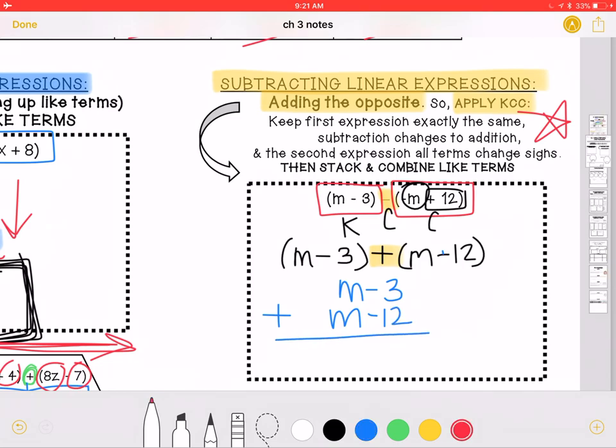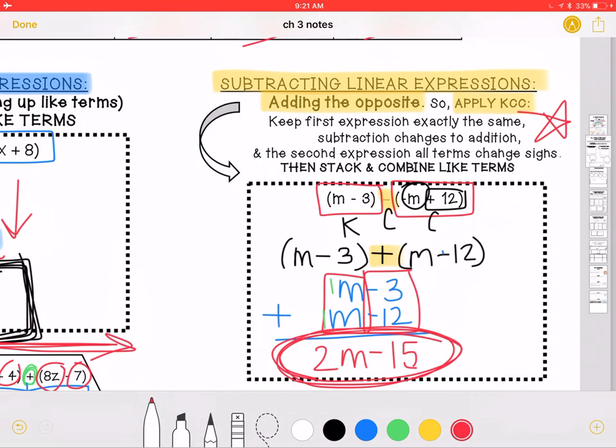Now let's combine our like terms. Negative 3 and a negative 12, they're the same signs. I should keep the sign and add them. M plus m, remember they have that invisible 1 in front of them. So 1m plus 1m, how many total m's do you have? 2m. And we're done because you can't combine that any further. So our answer is 2m minus 15.